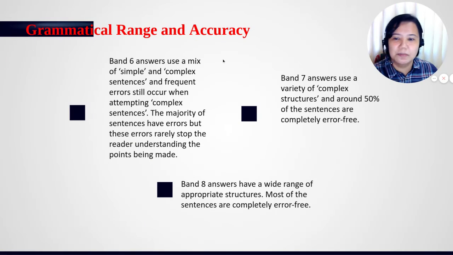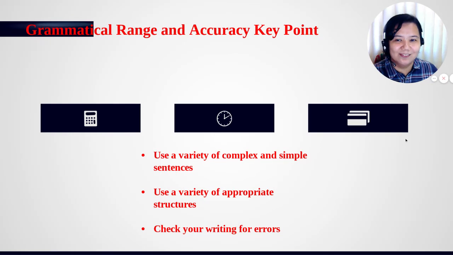So you have here band 6. Again, there's just a mixture of simple and complex sentences. There are frequent errors, some might be acceptable. If you do have a band 7, that means 50% of the sentences are completely error free. So you're getting there. And then band 8, you have a wide range of appropriate structures, and most of the sentences are completely error free.